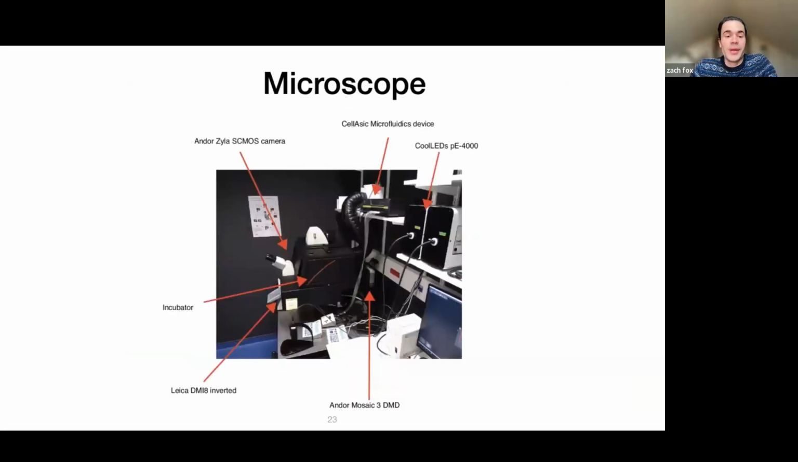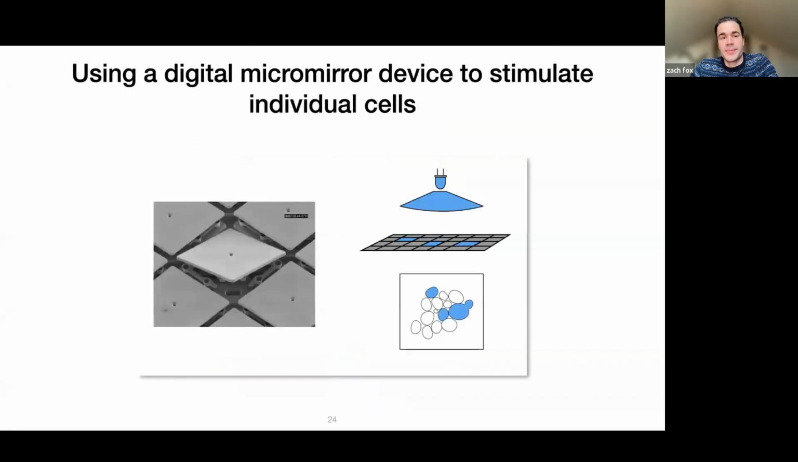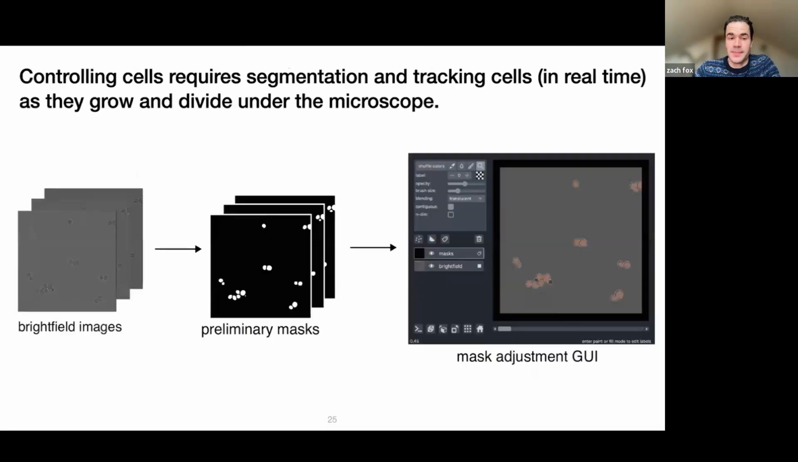We have our microscope. So this is a picture of the lab at Pasteur, and all of the cool stuff that we used. We used a digital micromirror to stimulate each cell. So this will let us get sort of micron level precision of sending light. So in order to control different cells over time, we need to be able to track them over time, right? Each cell needs its identity, so we can know what its history of stimulation was.